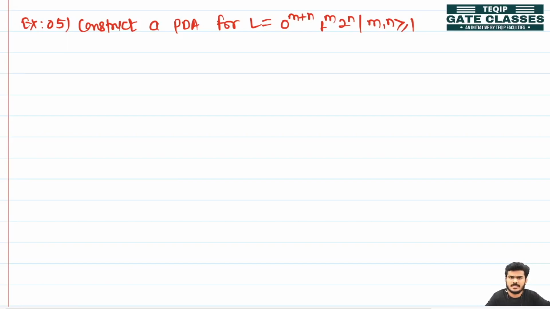So the same language can be written like this. The language becomes 0 to the power m, 0 to the power n, 1 to the power m, and 2 to the power n. Okay, and similarly this can be rewritten like this. So this will become 0 to the power n, 0 to the power m, 1 to the power m, and 2 to the power n.